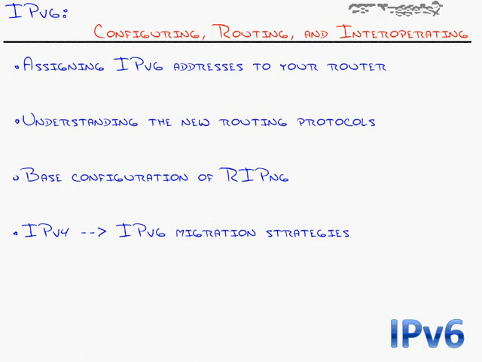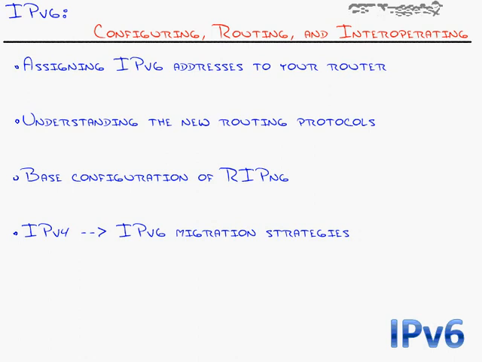Can you believe it? RIP made its way into the IP version 6 world. It survived. It's now called RIP Next Generation. But it still works the same. It's good old RIP. And then we're going to finally wrap things up by talking about the IP version 4 to IP version 6 migration strategies. Is there going to be a sudden cut on the internet where everybody has to switch over?